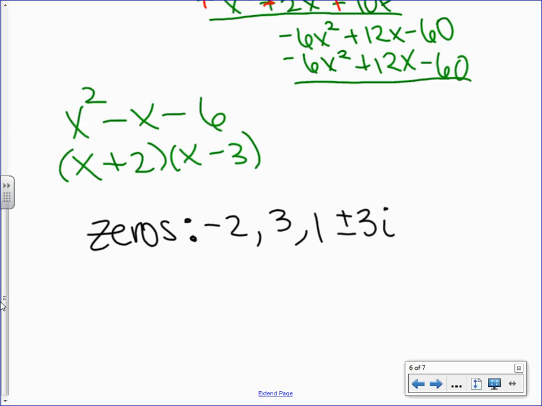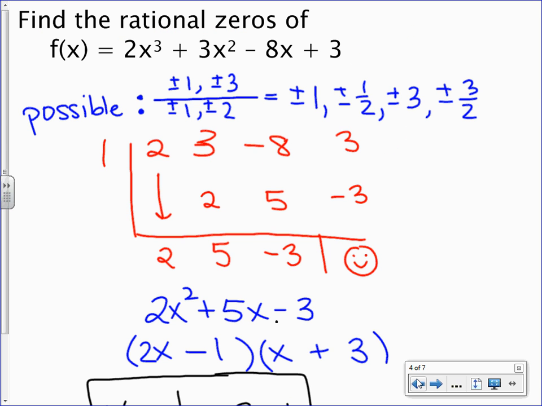Okay. Now, let me go back to this problem right here. Notice how we only had to do synthetic division once. If this was a fourth degree polynomial, it's possible that you'll have to do it twice. That is fine. If you're going to do synthetic division a second time, make sure you do it from the result. Okay? Never go back to the original once you have found a zero. Always use what has been factored out. Otherwise, you're just going to go in circles.